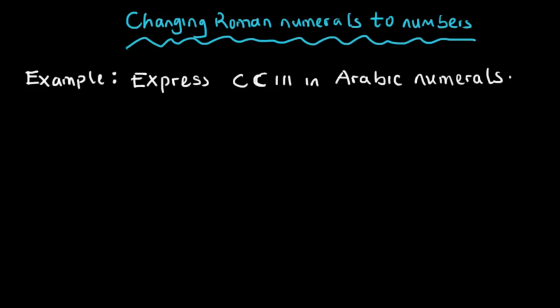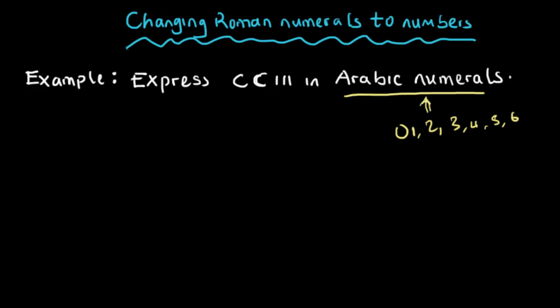Now we've got this example: express CCIII in Arabic numerals. Before we solve this question, I want to note something. Arabic numerals is the same thing as numbers. So we have 1, 2, 0, 1, 2, 3, 4, 5, 6. All these are known as Arabic numerals.